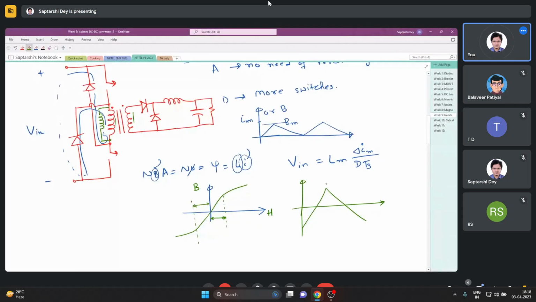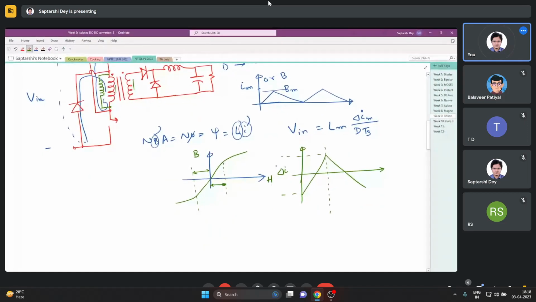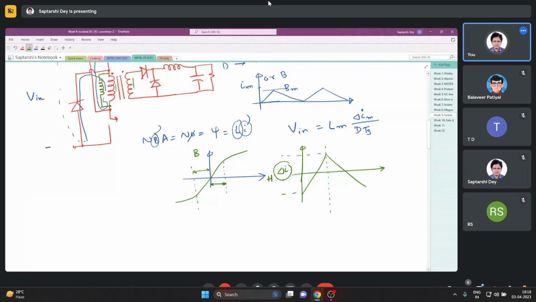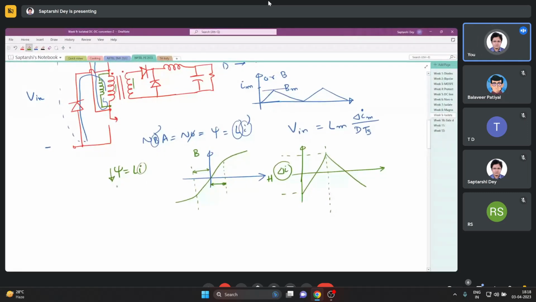So you see, you can put it in this fashion that your delta I now increases, or you can now have a larger delta I. Or in other words, for the same delta I, if you look here, psi is Li, your psi reduces. So you can reduce the area of the core so that you can maintain the same amount of P max.